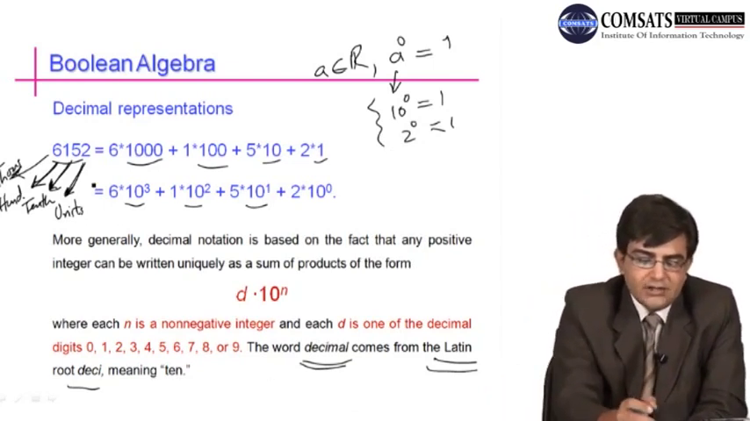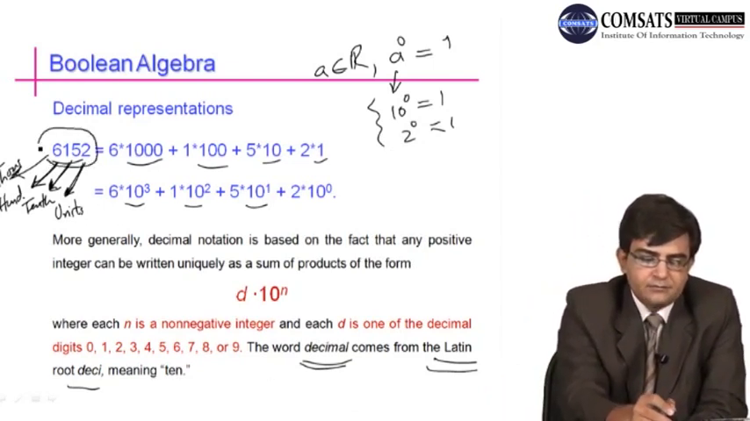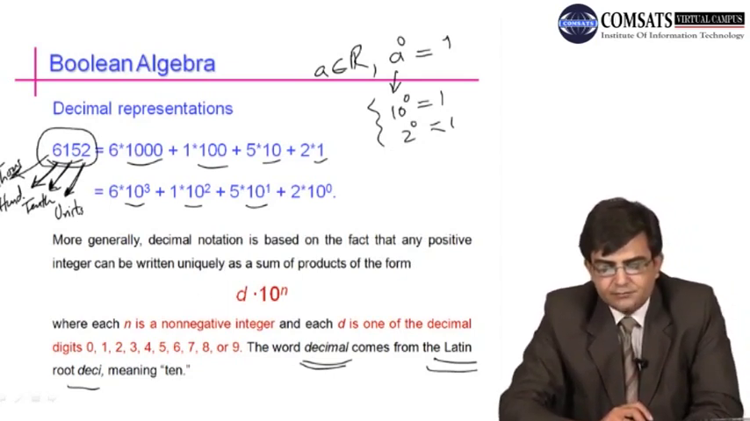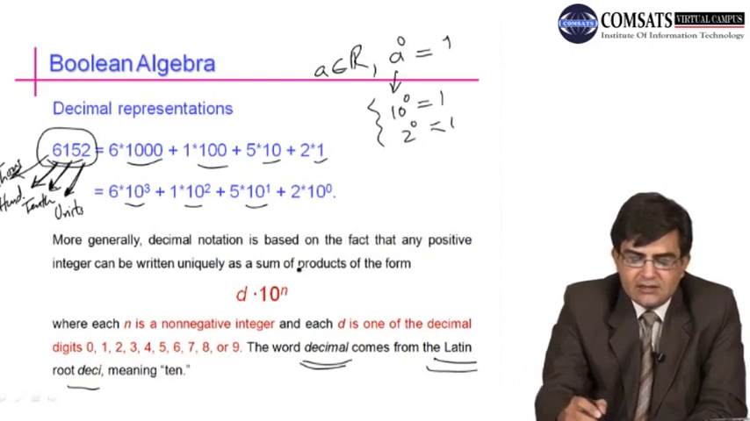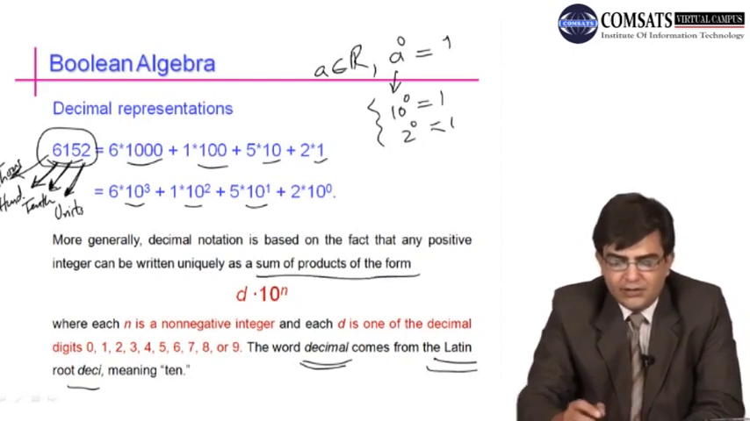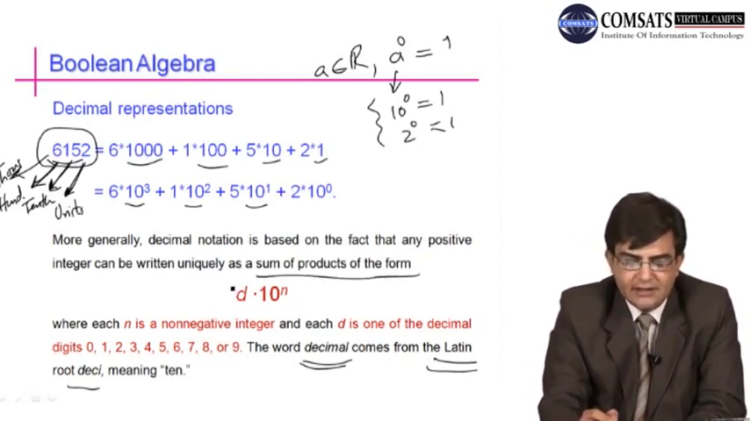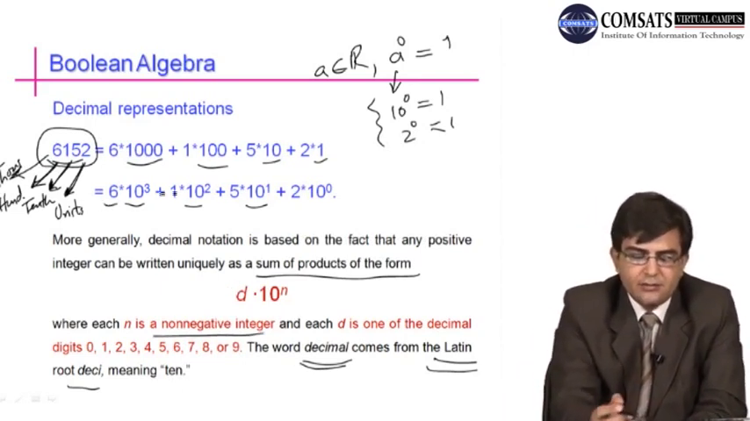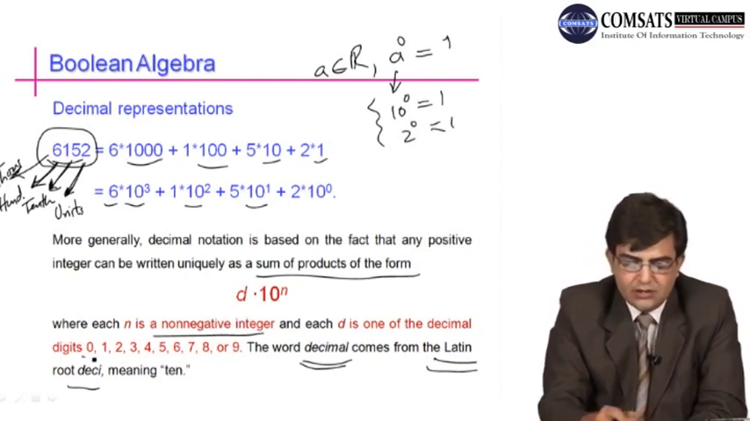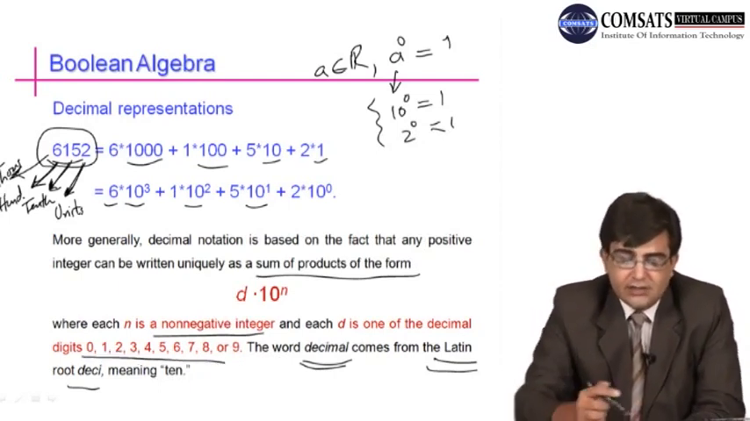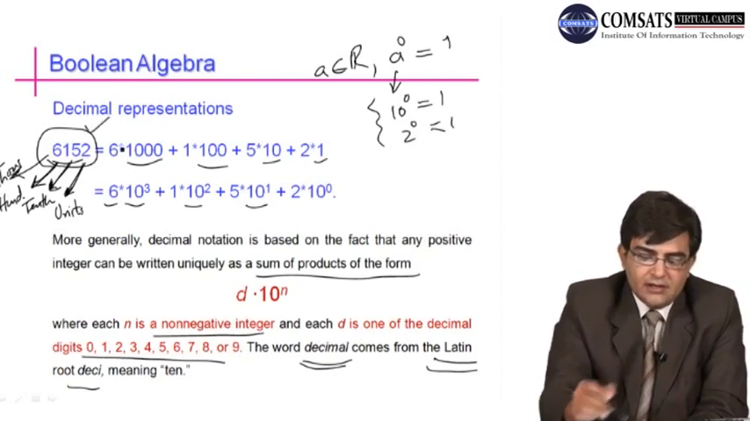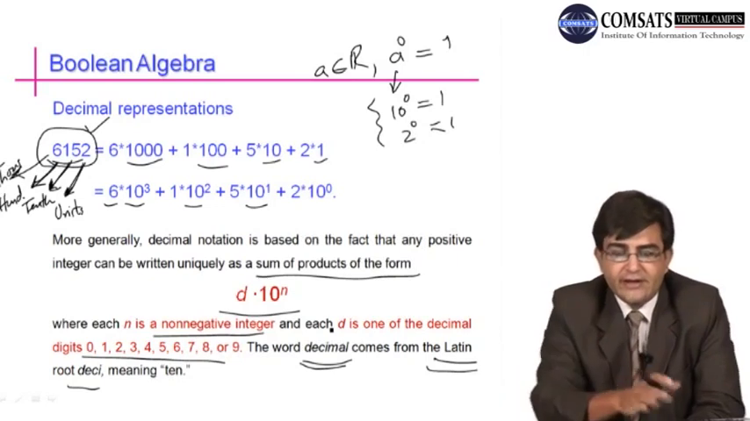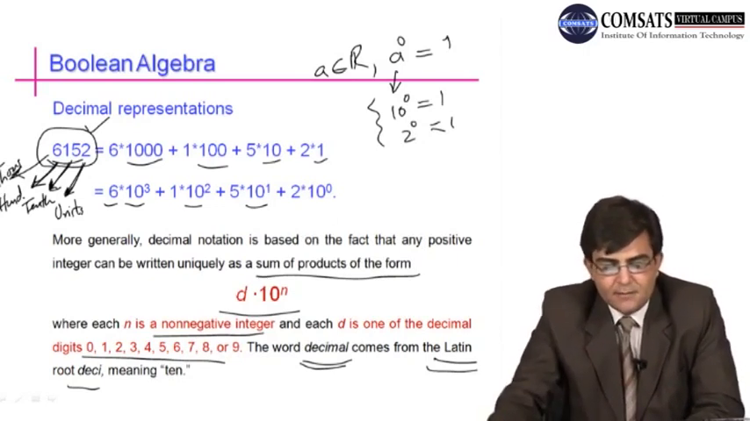So more generally, any decimal number can be written as a sum of products of the form d into 10 power n, where d is any non-negative integer. Here it could be 0, 1, 2 up to 9. So any number is basically a sum of the products of this form. We can write any decimal number like this.